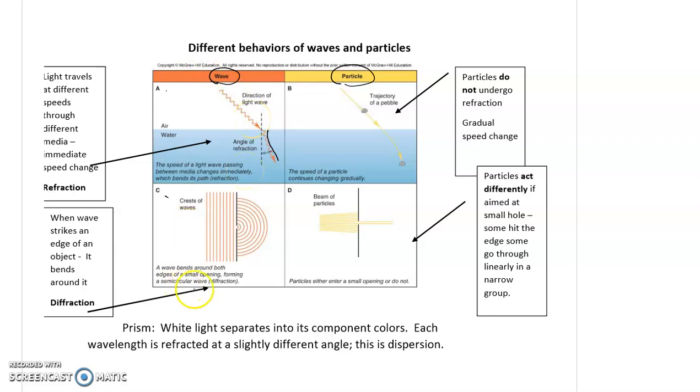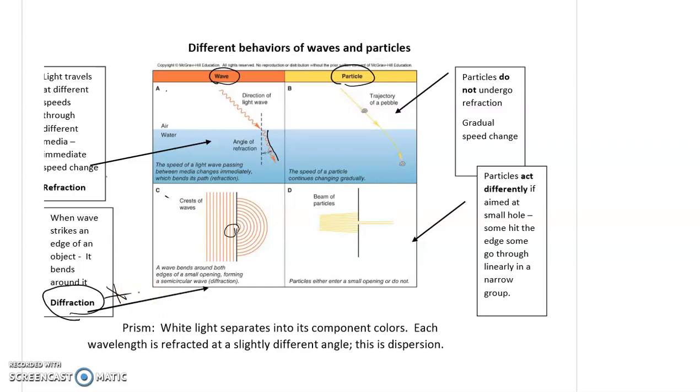And then over here, what happens if you have an opening? This is supposed to be a little opening right here. What happens as your wave strikes an edge of an object? Well, if it's wave-like, we know that it bends around it. And that's called diffraction. Now, between refraction and diffraction, we are going to focus on diffraction, and that's going to be the next part of this online lecture module.